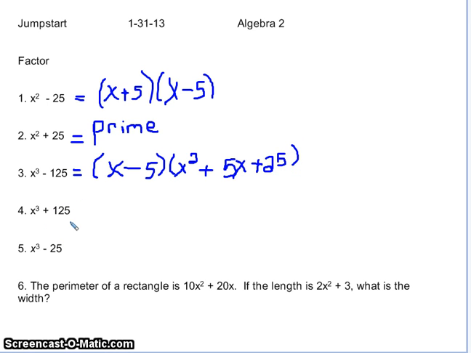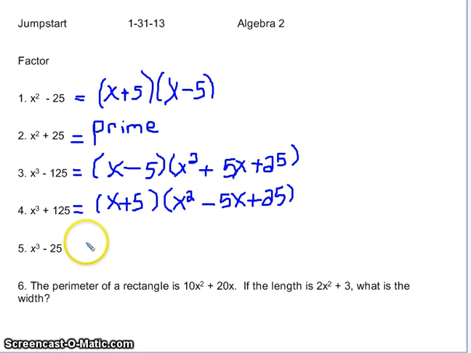Number 4 is the sum of cubes. Remember that the first one matches, so we have x plus 5. However, we have to have a negative somewhere. So in this case, our negative is going to be next. It's going to be x squared minus 5x. That negative allows things to cancel out, because if you multiply a binomial times a trinomial, you have to remember that we have 6 terms. So if there's not a negative, then other things will not cancel out. Sorry.